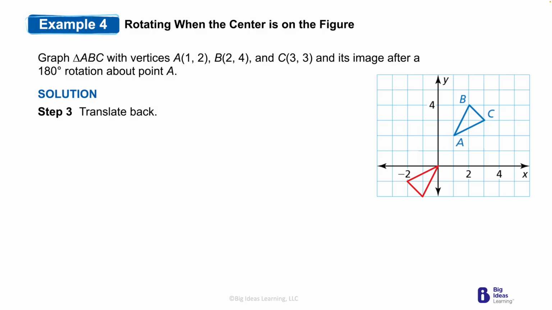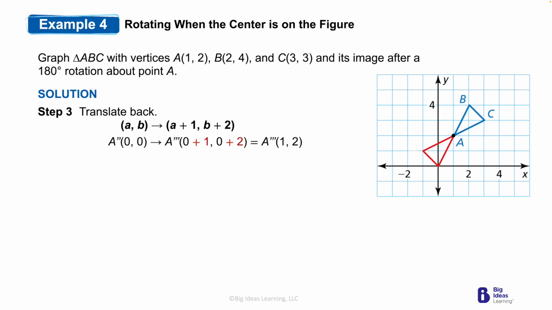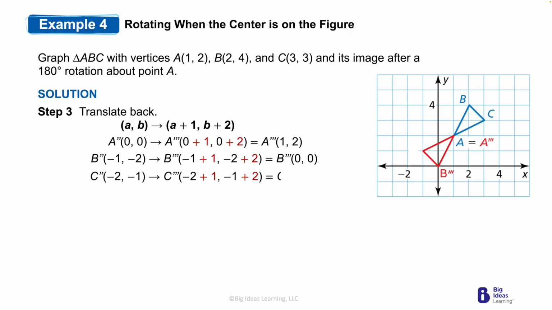So now you get to translate it back until A double prime is touching A. Just like that. So that was plus 1, plus 2. So A triple prime is back at 1, comma 2. B double prime is at 0, 0 now. And C double prime is at negative 1, 1.